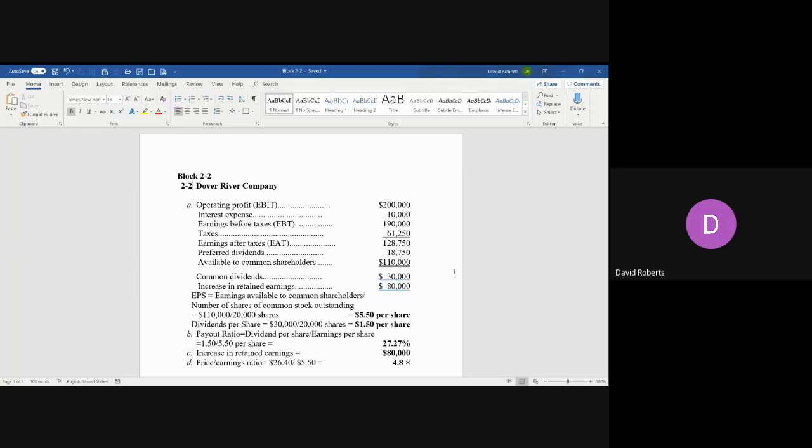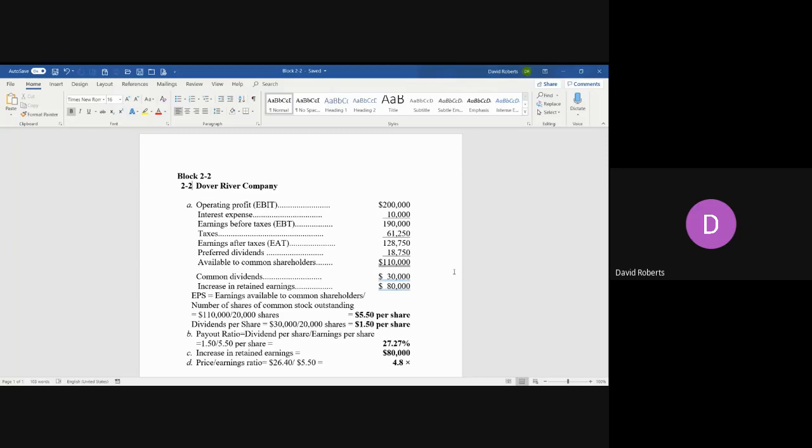And as a result, your $128,750 increase to retained earnings minus the $18,750 that you paid out to the preferred shareholders minus the $30,000 that you paid out to the common shareholders results in an $80,000 increase to retained earnings, everything else staying the same. So, we'll use that in part C, as you can see on the screen.